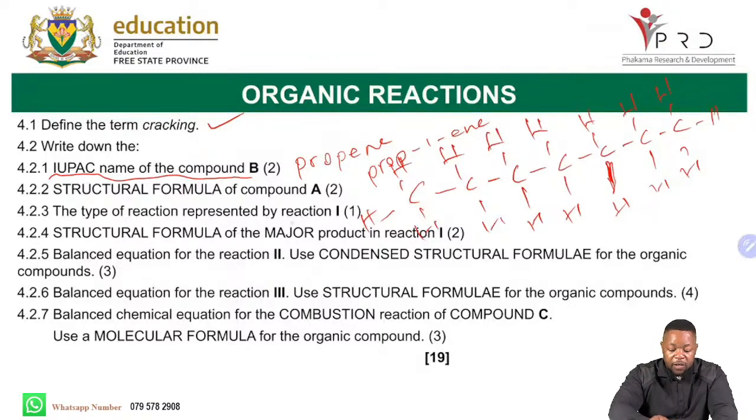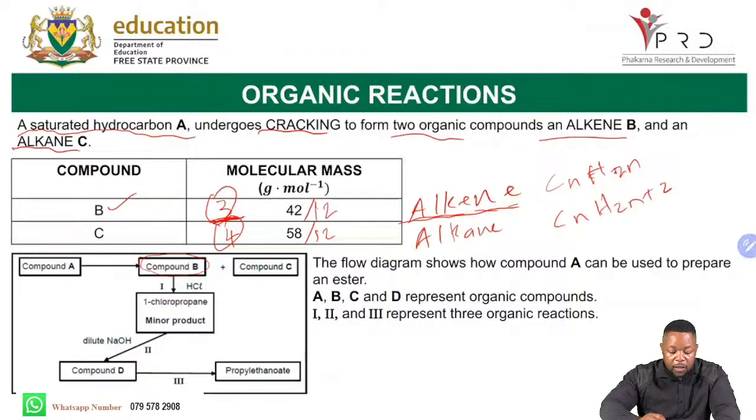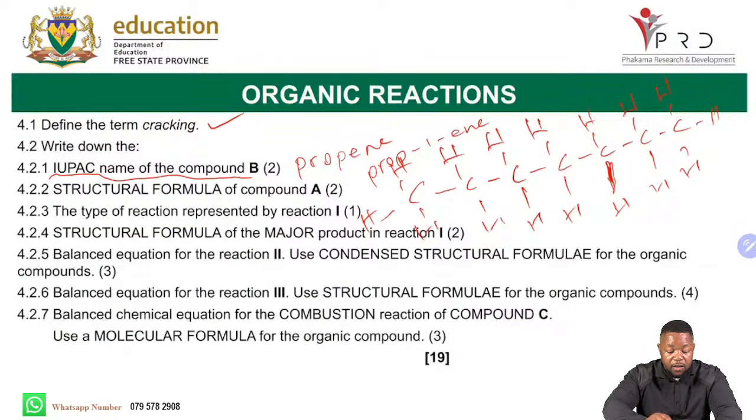The type of reaction represented by reaction 1. Let's go and see the type of reaction represented by reaction 1. Remember, B is unsaturated. And if B is unsaturated, we have indicated that unsaturated organic compounds only undergo addition reactions. Therefore, reaction 1 is supposed to be an addition reaction.